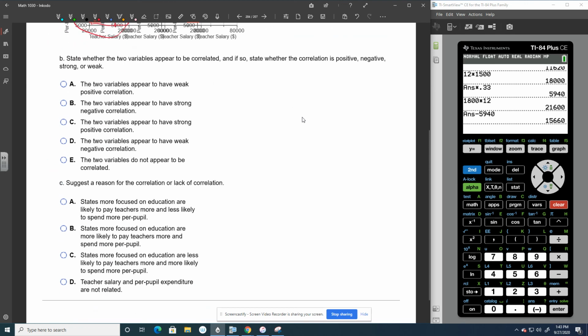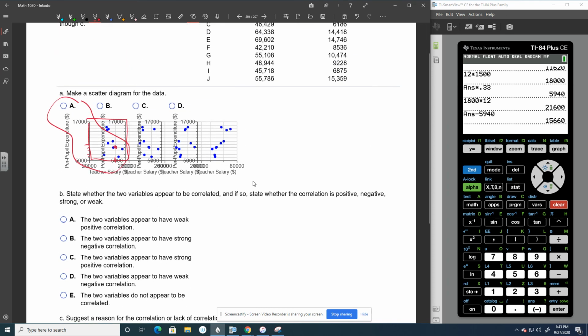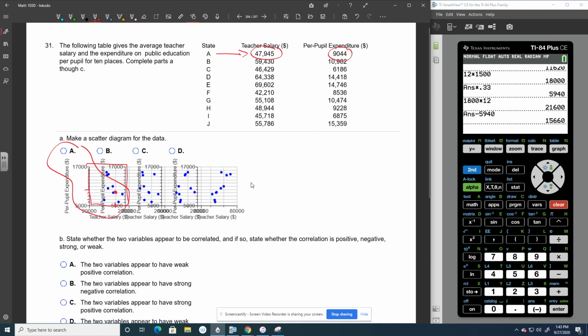Okay. And then it says to state whether the two variables appear to be correlated or not. Is that just part 2? Did we skip a part? I feel like we skipped a part. No, we didn't skip a part. But this A is not going to be the right one. D is going to be the right one. Sorry, I told you wrong. D is going to be the right graph that matches this picture.